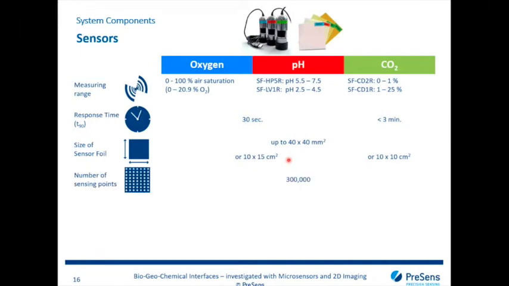The number of sensing points that you record within one data set, that means one recorded image, is more than 300,000 at a time. And the sensors work in a temperature range from 5 degrees Celsius to 45 degrees.